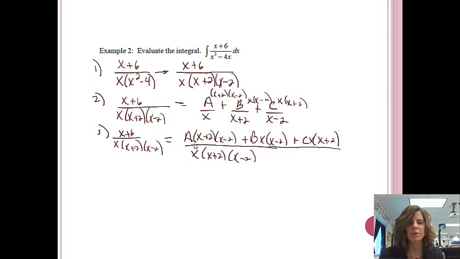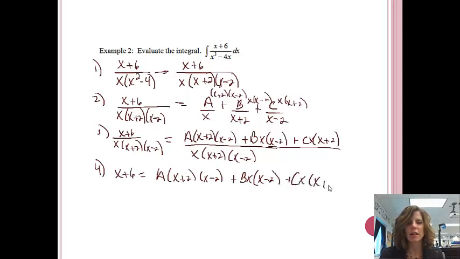Alright, so we've gotten that common denominator. Our next step is to set the numerators equal to each other. So I will have x plus 6 equals A times x plus 2 times x minus 2 plus Bx times x minus 2 plus Cx times x plus 2.